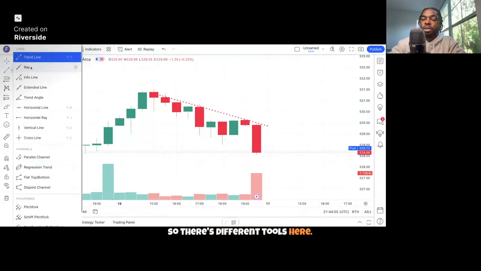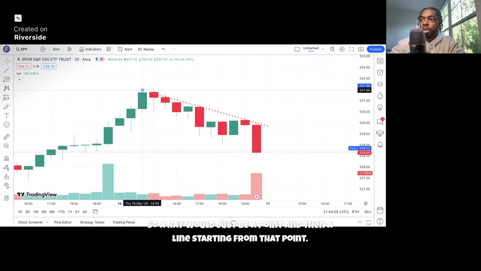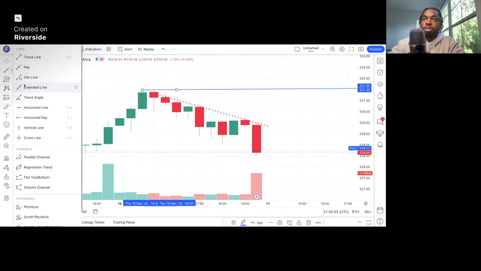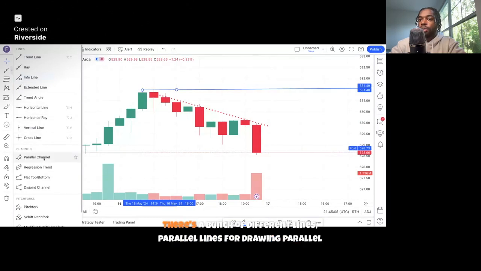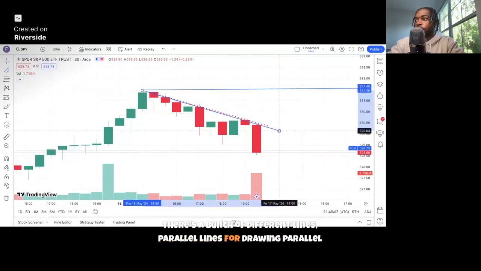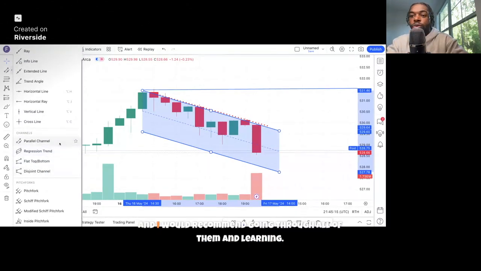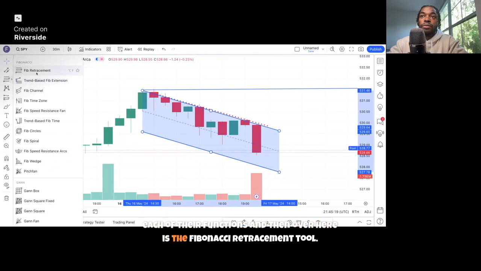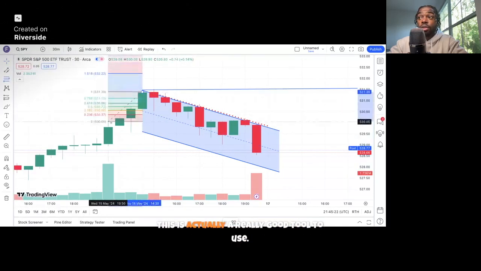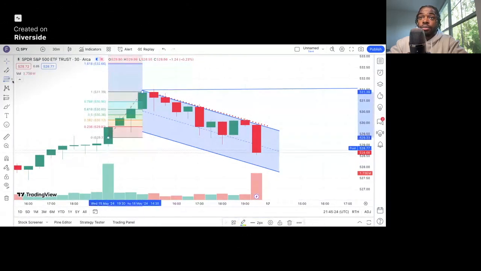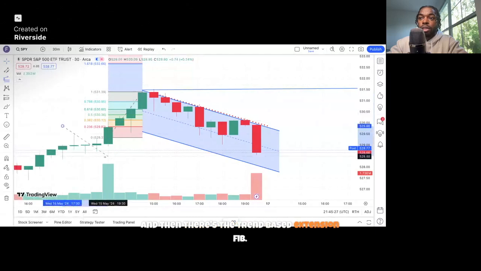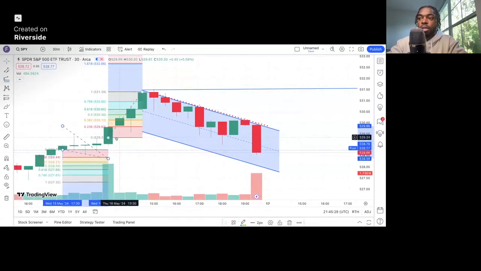So there's different tools here. There's rays. So a ray would just be a point and then a line starting from that point. There's info lines, extended lines. There's a bunch of different lines, parallel lines for drawing parallel channels. Yeah, just a bunch of different stuff. And I would recommend going through all of them and learning each of their functions. And then over here is the Fibonacci retracement tool. This is actually a really good tool to use. And then there's the trend-based extension fib. So there's a bunch of tools.